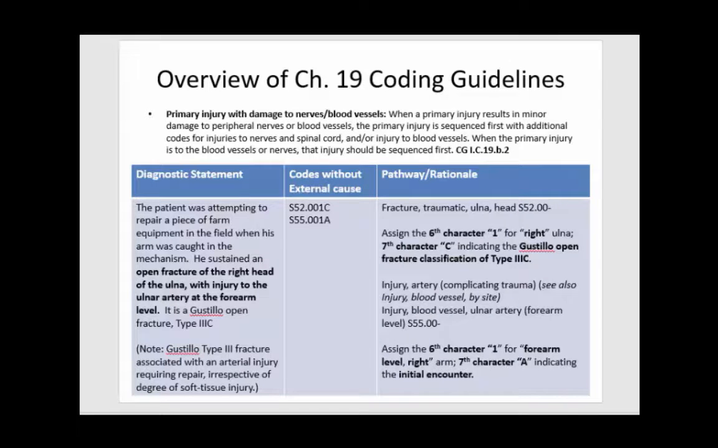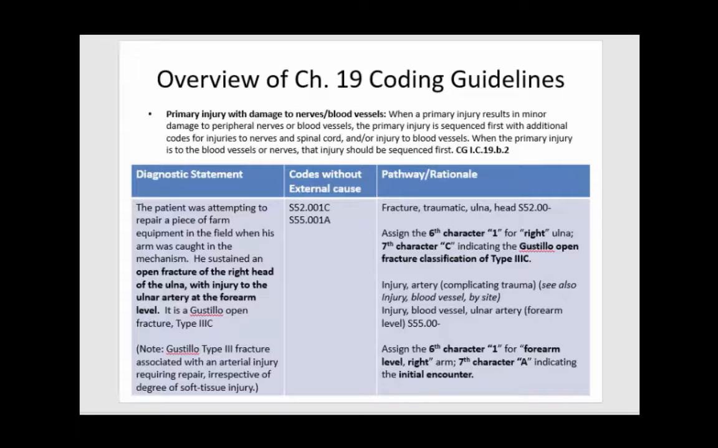The next diagnostic statement has to do with a person getting their arm caught in some farm equipment, and it caused an open fracture of the right head of the ulna with injury to the ulnar artery at the forearm level. It is a Gustilo open fracture type 3C. Look at this one for a couple of reasons. One is that you have a different seventh character that we may not have used before, and the fact that it is injury to the ulnar artery as well.